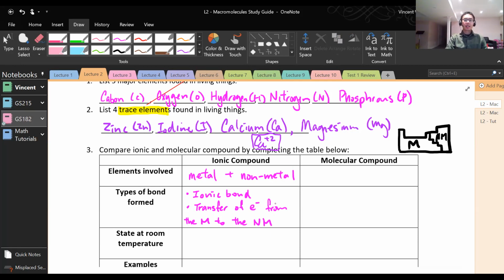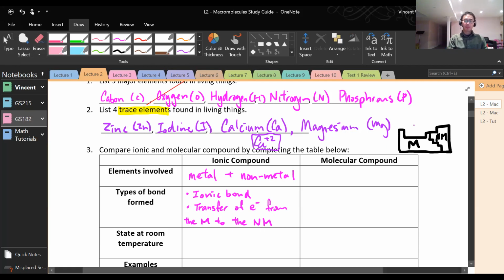Either you've learned it already or you will be learning it in chemistry class soon, that metals, these guys on the left side of the periodic table, they don't really like electrons all that much. They'd rather give them away. They're more stable that way. Whereas non-metals are more stable when they receive electrons. So they are perfect for each other. Metals will want to get rid of electrons. Non-metals would want to pick them up. So when you transfer the electron from the metal to the non-metal, you form an ionic bond.